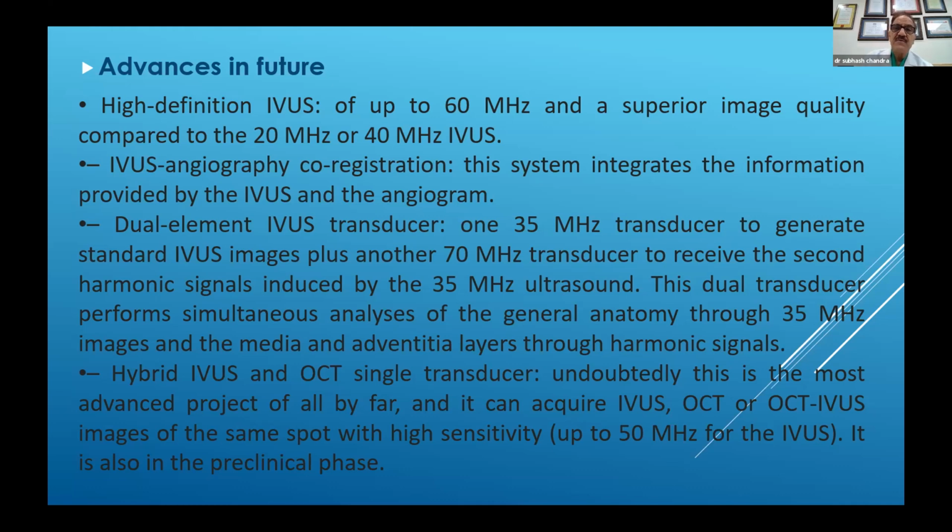Dual element IVUS, where 35 and 70 megahertz transducers were combined, looks at the inner wall of the endothelium, as is the case with OCT, and the deeper walls of the media by the other megahertz transducer. And that can give you the complete picture of the wall of the artery, especially in in-stent restenosis. And lastly, the future lies in the hybrid IVUS and OCT single transducer, where this most advanced project by far can acquire IVUS and OCT at the same time and can give you the exact picture of this thing.